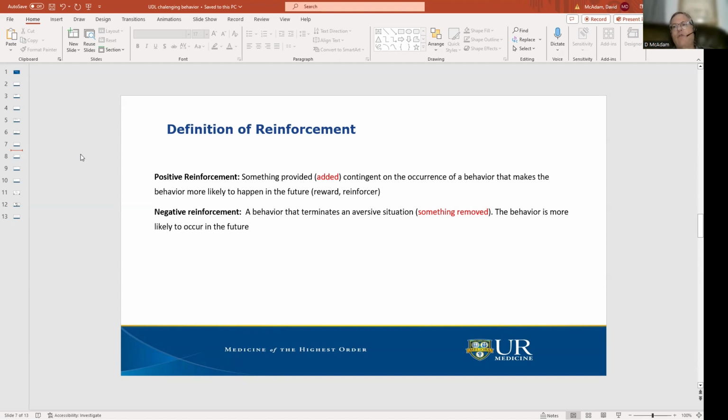Then there's negative reinforcement. Negative reinforcement requires you to be in a situation you find aversive, uncomfortable, something you want to get out of. And if the behavior successfully allows you to avoid or terminate participating in that activity, that's the concept of negative reinforcement. So in the future, if you're in the same situation that you don't like, you're going to be likely to display the challenging behavior again, because it's worked in the past.